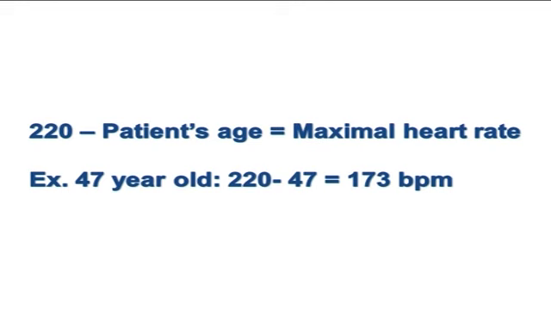The following guidelines are based on patients without cardiovascular pathology. To calculate the highest heart rate a person should achieve upon exertion with respect to age, that is 220 minus patient's age is equal to maximum heart rate. Example, if the patient is 47 years old, 220 minus 47 is equal to 173 BPM.